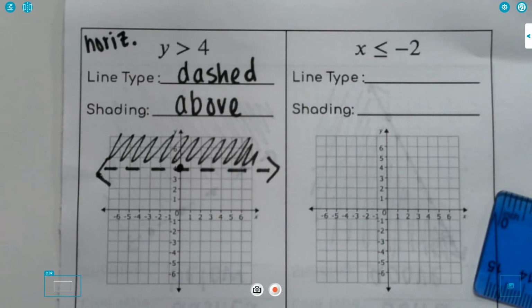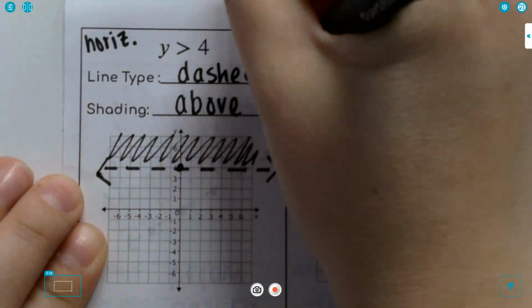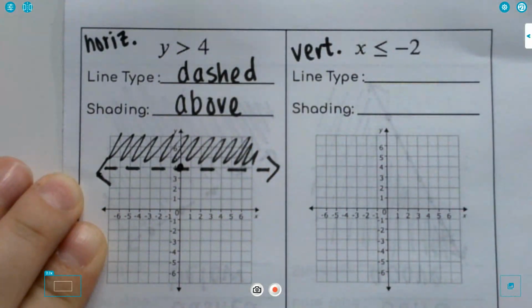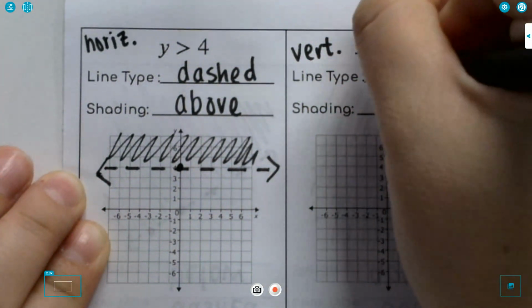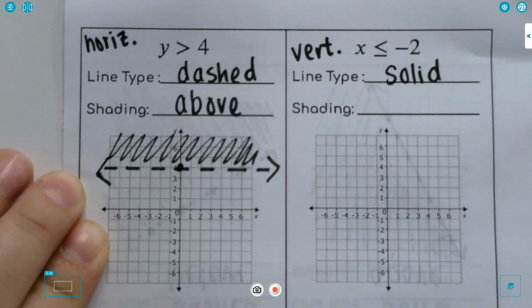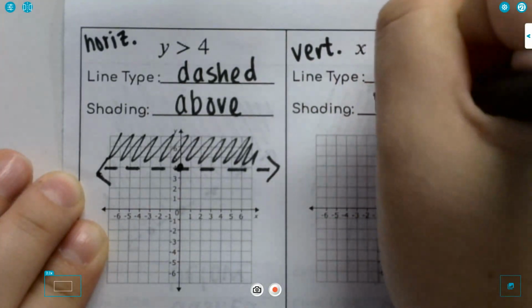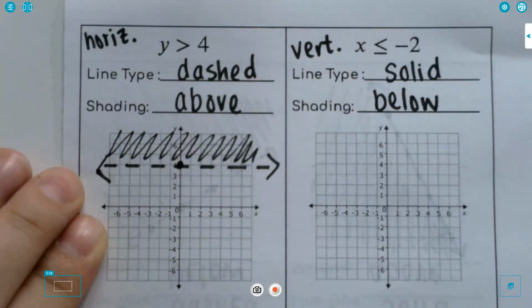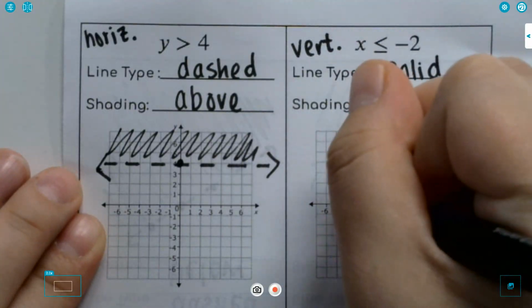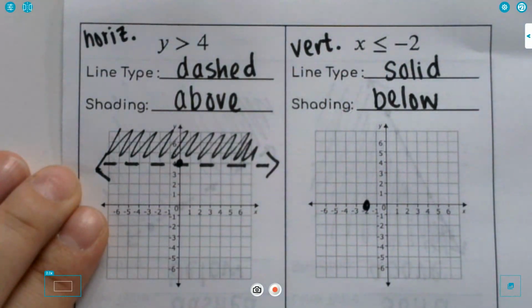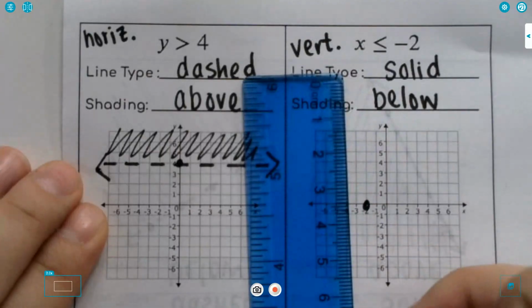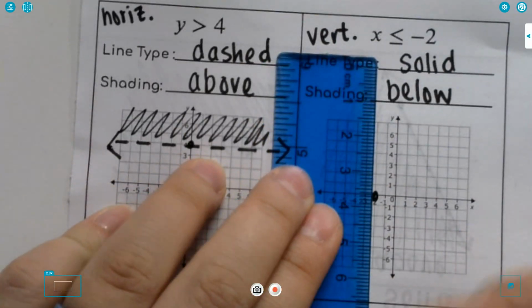And then our very last problem, x is less than or equal to -2. If it's just an x, we know that's going to be a vertical line. So it's going to be a vertical line. Less than or equal to, the or equal to tells me I need a solid line. And then less than means I shade below it, which is kind of tricky on this one. So less than or equal to -2. I'm going to go on my x-axis to -2 and graph a solid vertical line there.